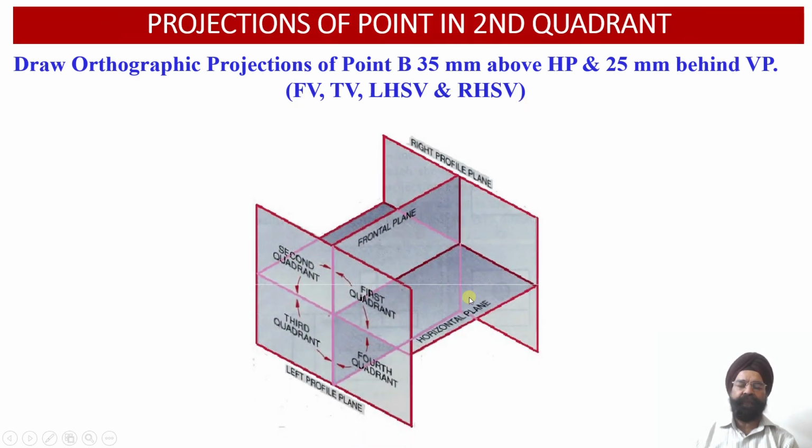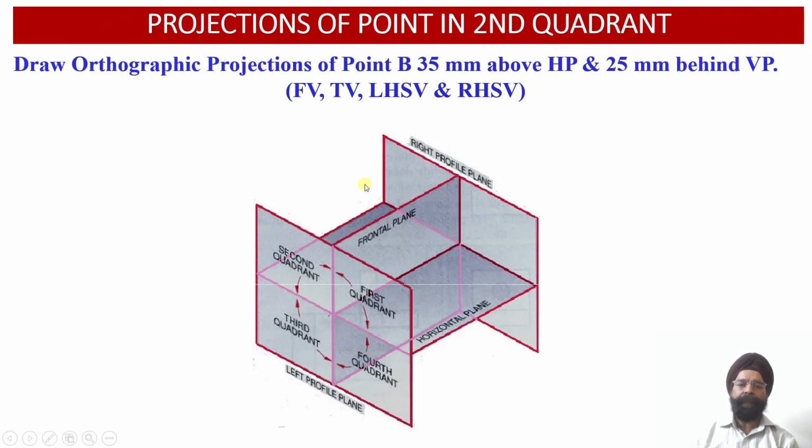Here we have been provided with the horizontal plane, the vertical plane and the profile plane in a 3D spatial arrangement, and we can observe that this is the location of quadrant number 1, this is the location of quadrant number 2, this is the location of quadrant number 3 and this is the location of quadrant number 4.